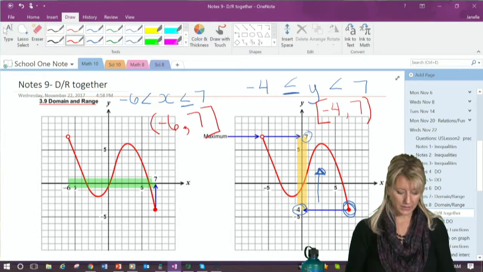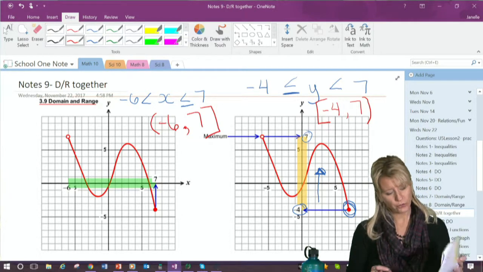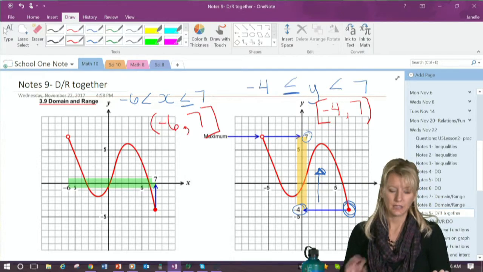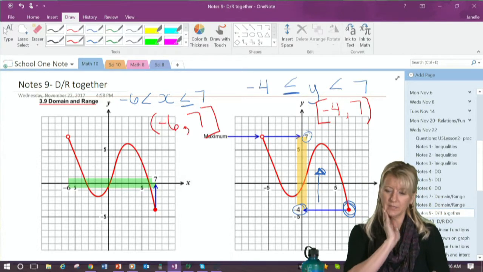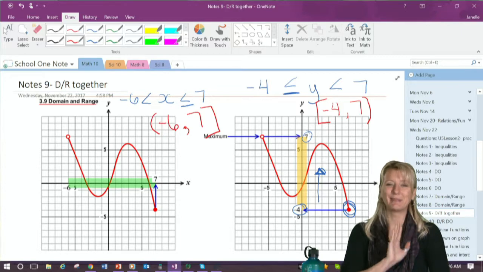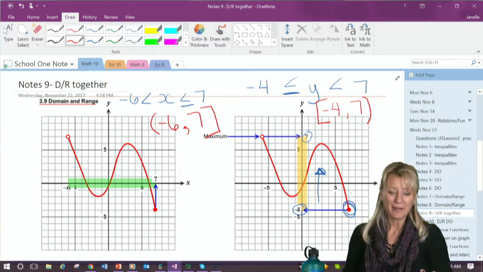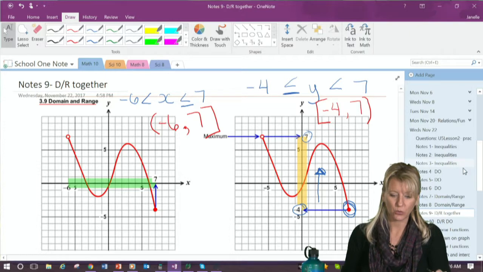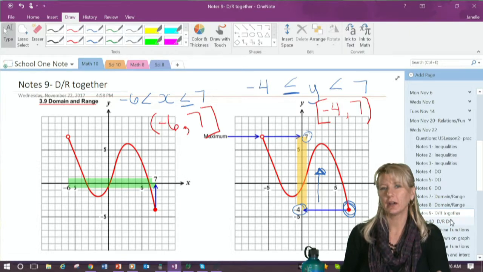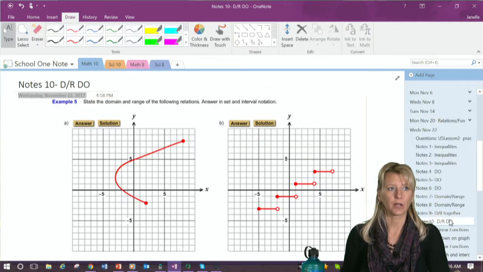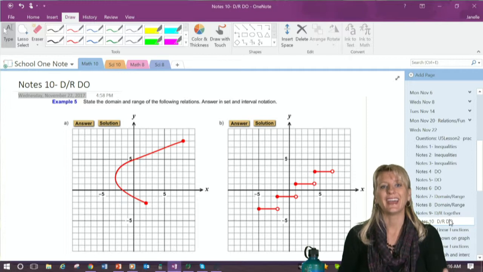Okay, so I'm going to give you guys 2 questions to do here. I'm going to give you about 3 minutes to do these questions. You do not have to draw these out or anything, just answer the question and go from there. So what I want you to do for A and B is tell me what the domain and range is in inequality and interval notation form, okay?